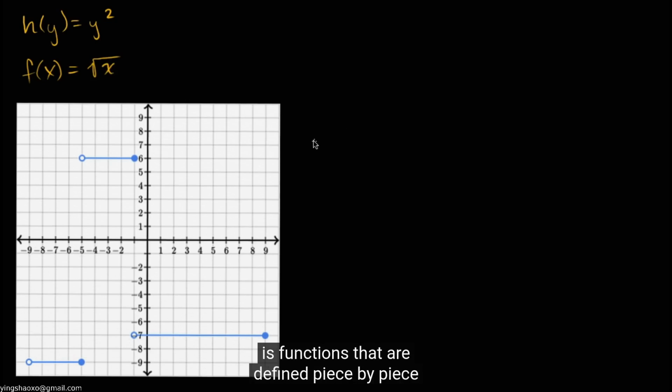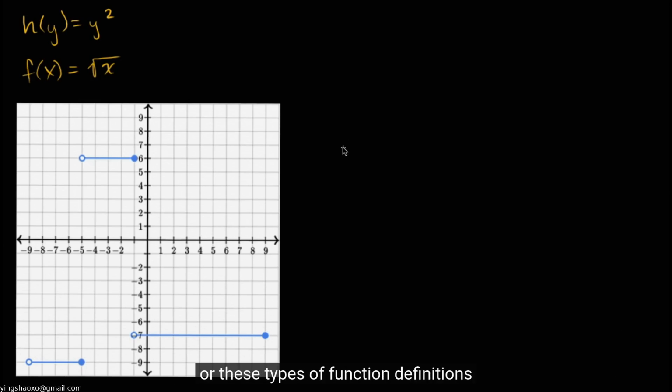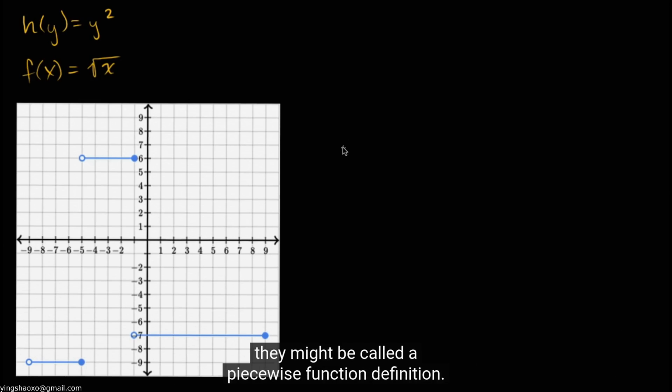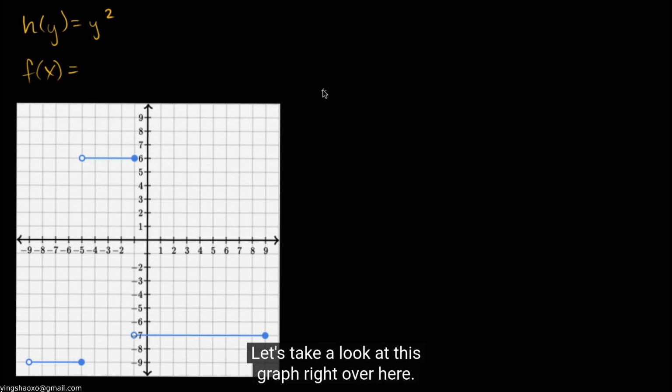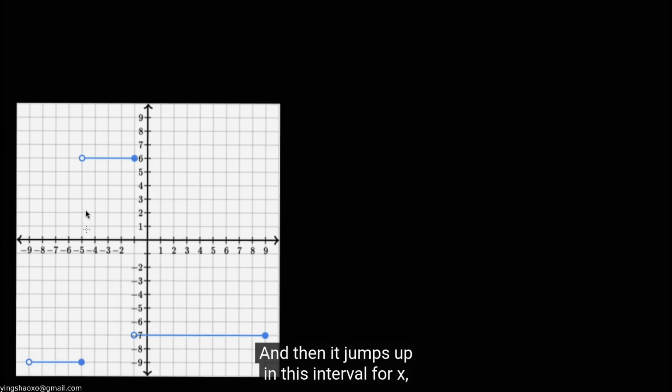But what we're now going to explore is functions that are defined piece by piece over different intervals. Functions like this, you'll sometimes view them as piecewise, or these types of function definitions might be called a piecewise function definition. So let's take a look at this graph right over here. You can see that the function is constant over this interval for x, and then it jumps up in this interval for x, and then it jumps back down for this interval for x.